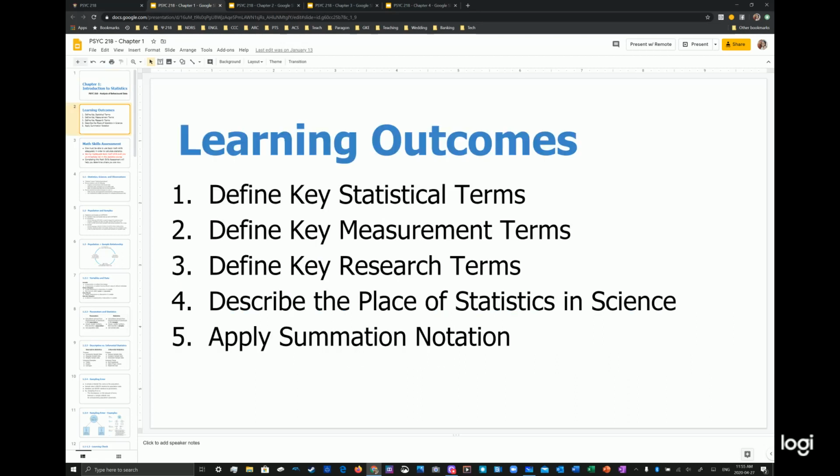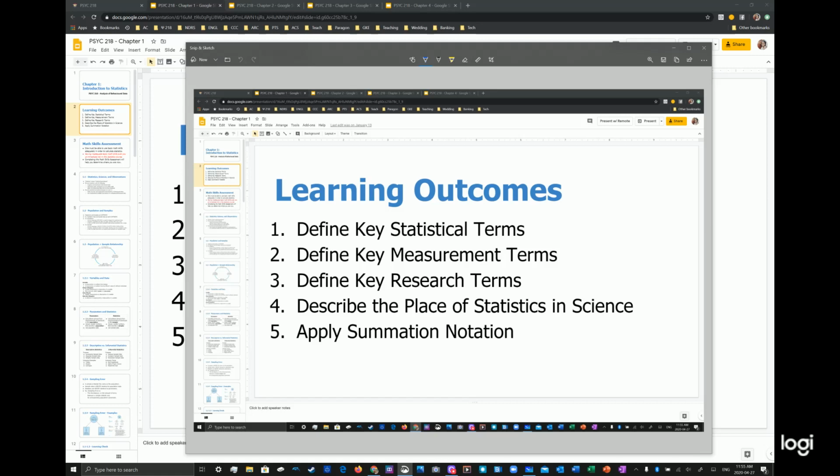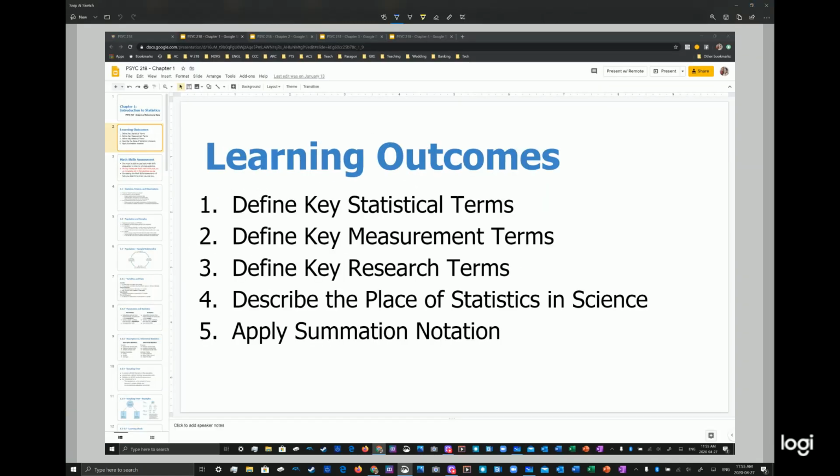So we have 5 learning outcomes for this chapter, and they are number 1. We're going to define key statistical terms. Key terms in statistics that we use. What is statistics? How do we do statistics? And what do we use to do those things? We're going to look at some of those terms.